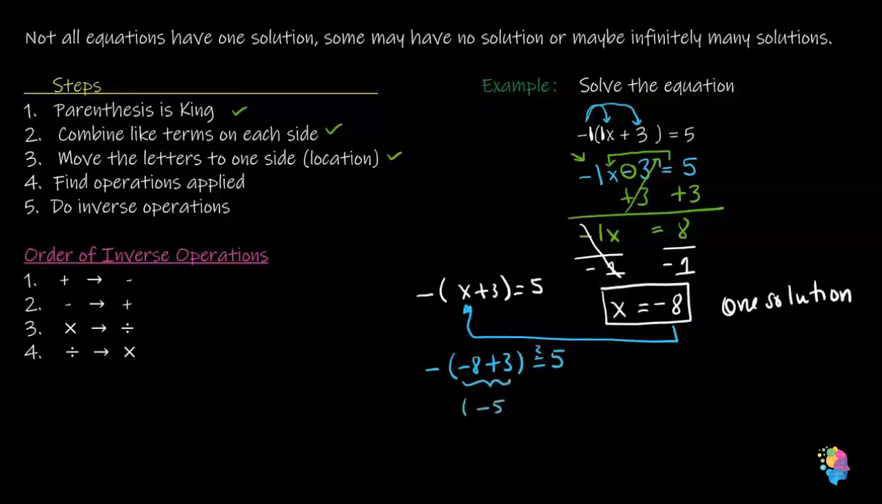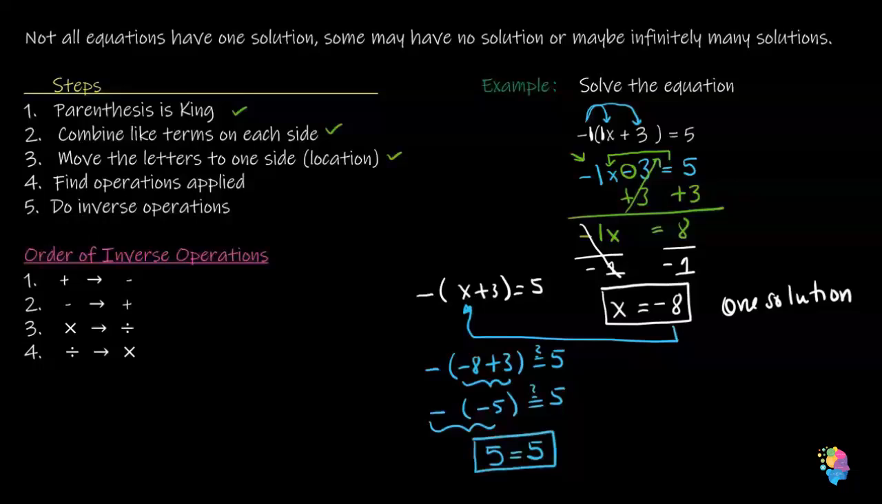So inside the parentheses is a -5 with a negative outside. Does that equal 5? Well, the negative becomes positive. So the left side is equal to the right side. So to have a solution, it means that if you replace that solution back in the equation, the left side will equal the right side.